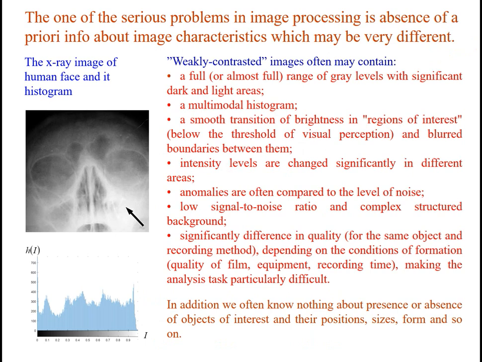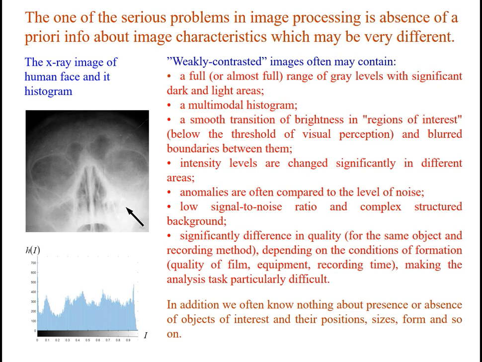One of the serious problems in image processing is the absence of a priori information about image characteristics, which may be very different. We are talking about weakly contrasted images, and these images, instead of the often used low contrast images, may contain a full or almost full range of gray levels with significant dark and light areas, a multimodal histogram, a smooth transition of brightness in regions of interest below the threshold of visual perception, and blurred boundaries between them.